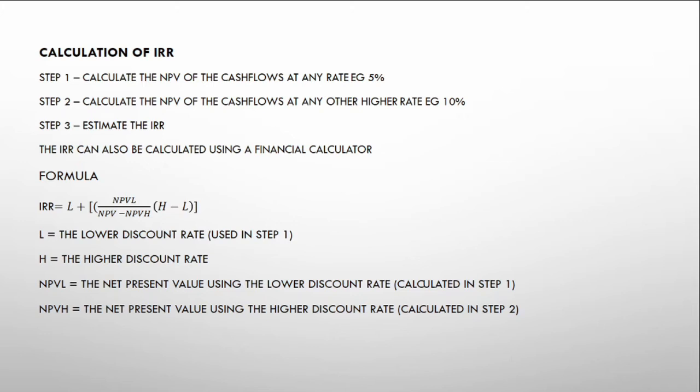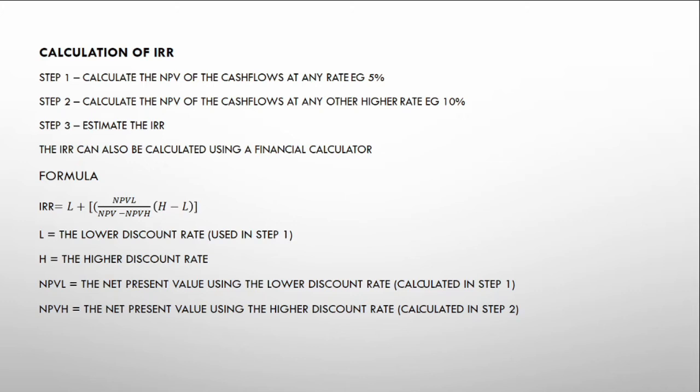Then step 2, you would calculate the net present value of the cash flows at any other higher rate. The textbook uses 10%. So step 3, you would estimate the internal rate of return. So once you have done step 1 and step 2, you will then use the formula and you will insert what you have calculated, and this will help you determine what the internal rate of return is.